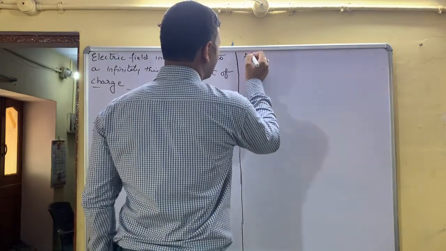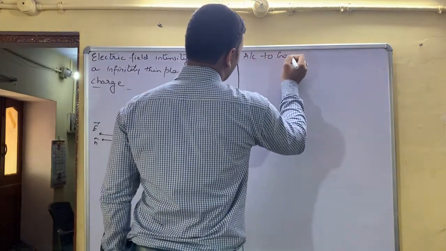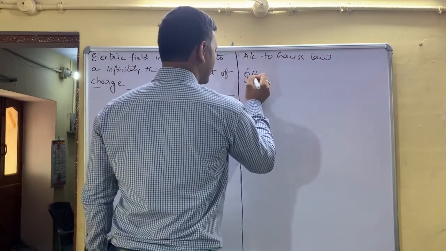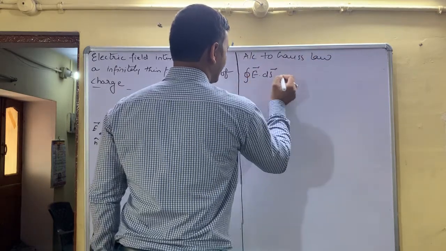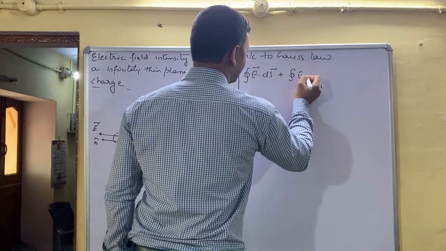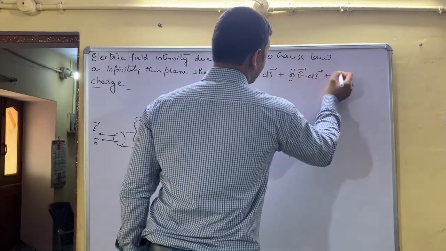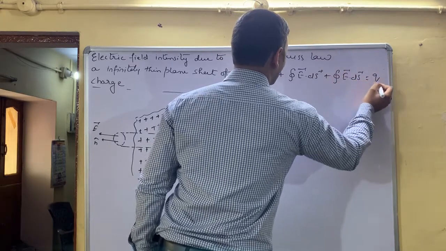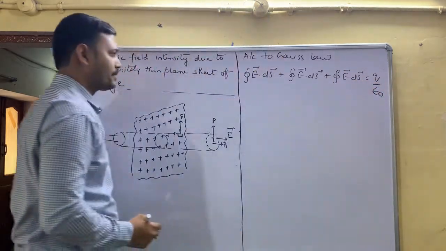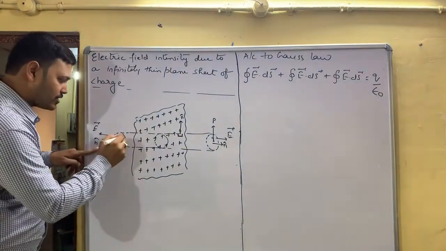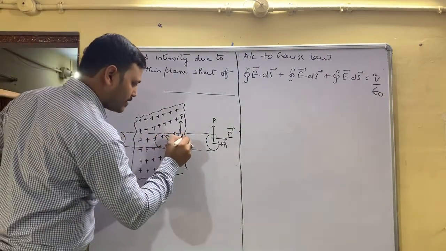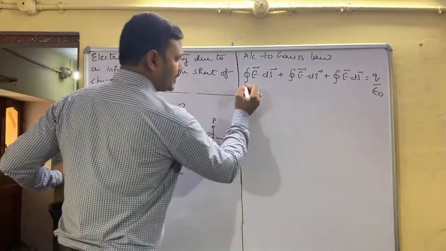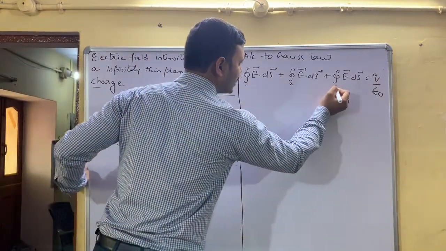According to Gauss law, closed integral E dot dS vector plus closed integral E dot dS vector plus closed integral E dot dS vector equals Q upon epsilon naught. This is the first region. This is the second region. Let us suppose this is the third region. First region, second region and third region.